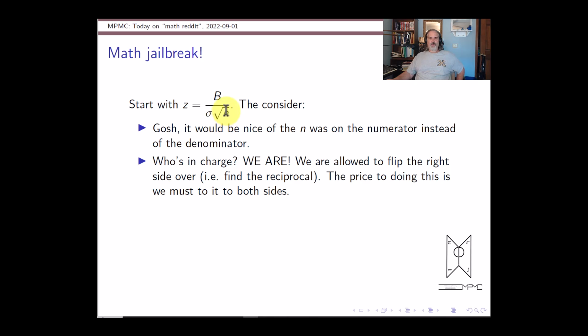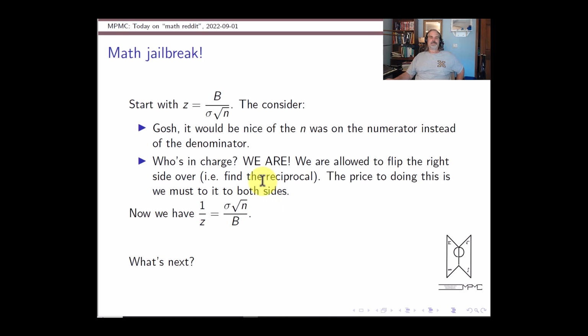Which means if we want to flip over that right-hand side, damn it, we can flip over that right-hand side. We just have to flip over both sides to maintain the equality. So we flip over z, we get 1 over z. When we flip over the right side, now we've moved the n to the top.